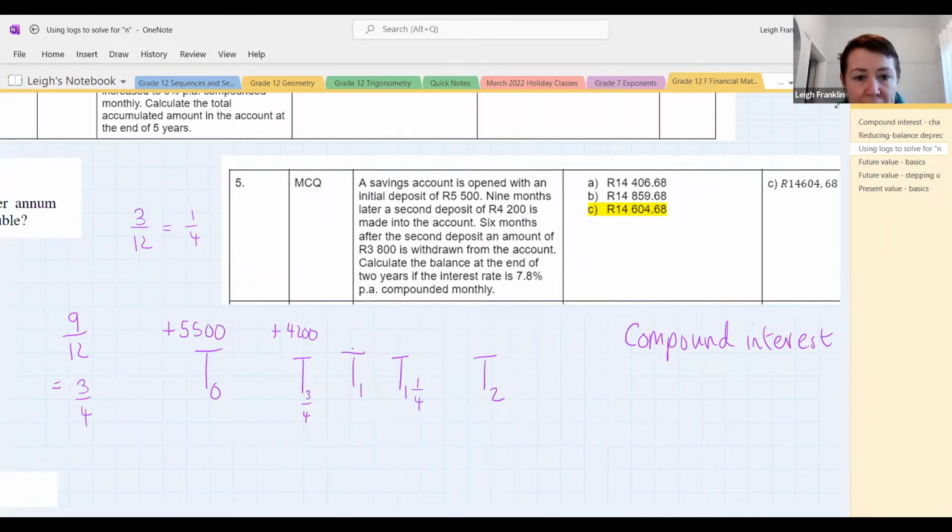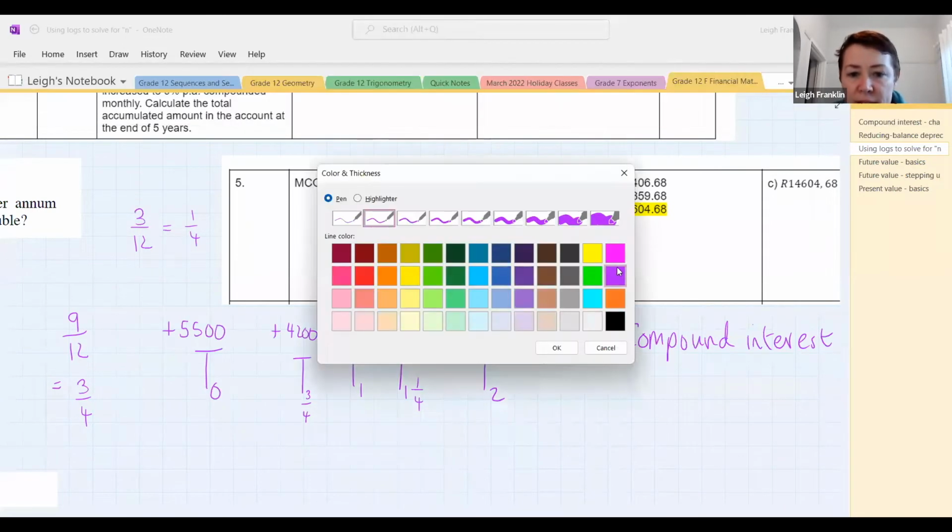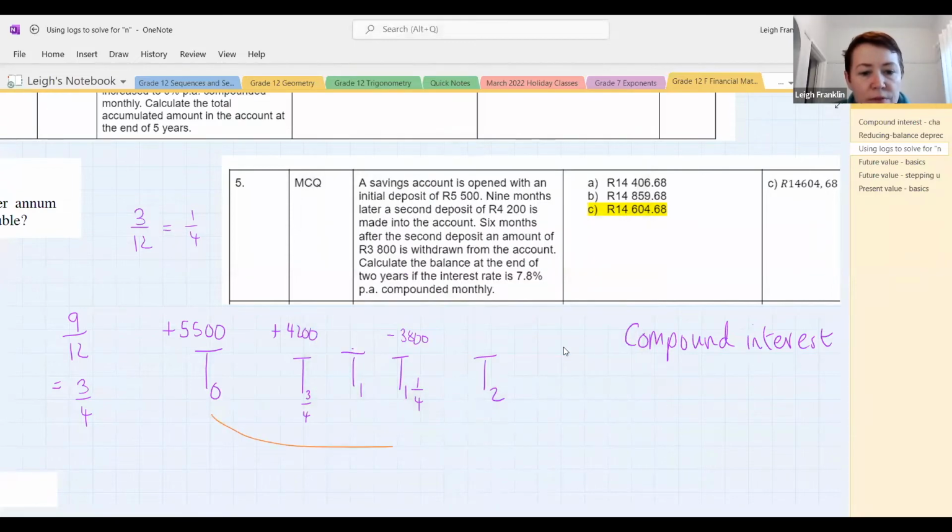What's happening here? 3,800 Rand is being withdrawn. Calculate the balance at the end of 2 years if the interest rate doesn't change. It's going to be the same from start to finish. Let's just put it in here as well. From start to finish, the interest rate is 0,078 and it's compounded monthly. So we mustn't forget to divide it by 12.